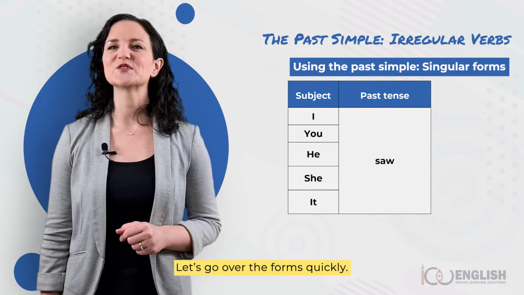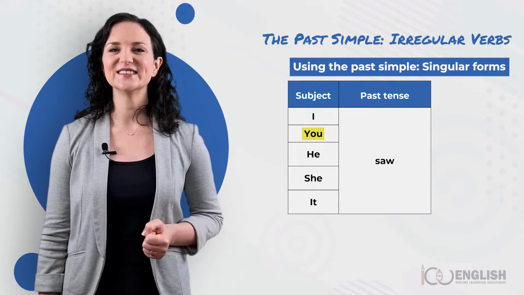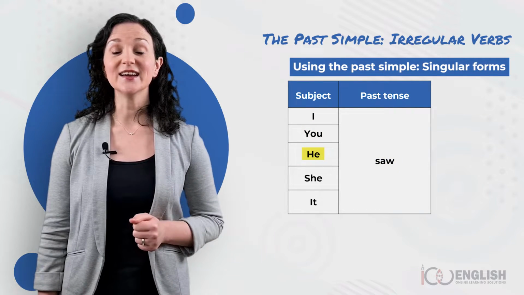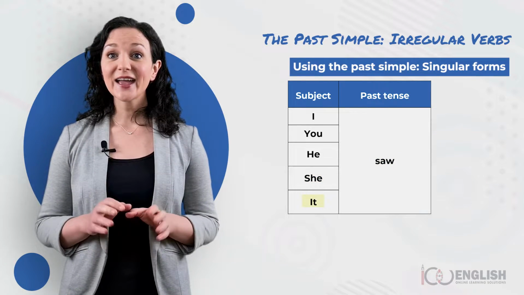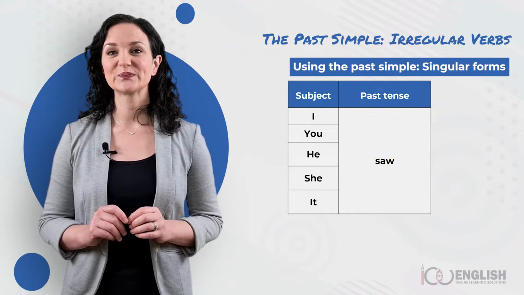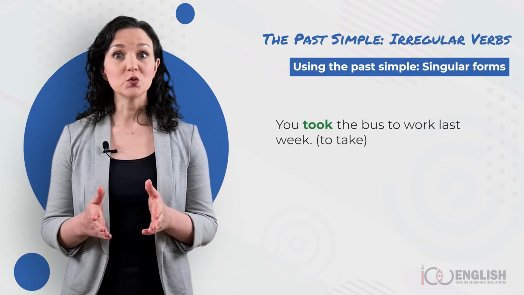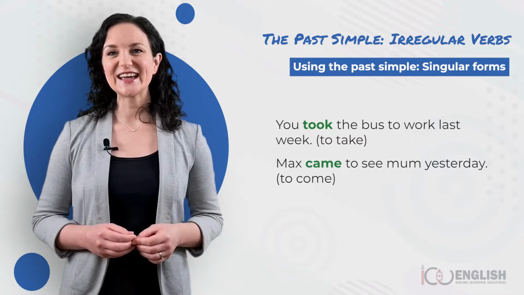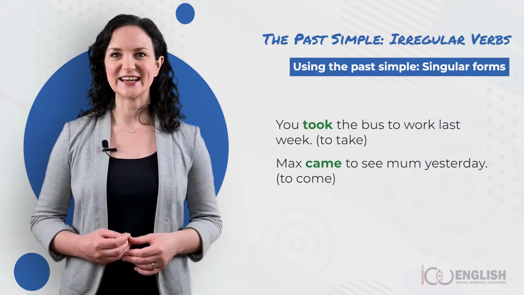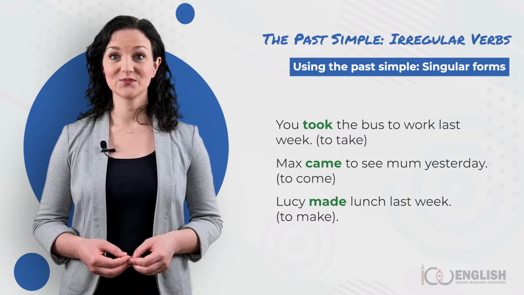Let's go over the forms quickly. I saw. You saw. He saw. She saw. It saw. Let's look at some other examples. You took the bus to work last week. Max came to see Mum yesterday. Lucy made lunch last week.